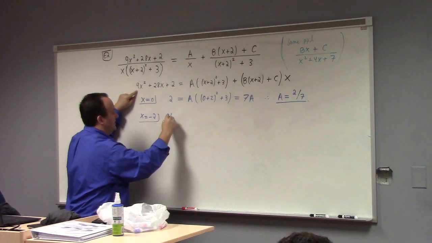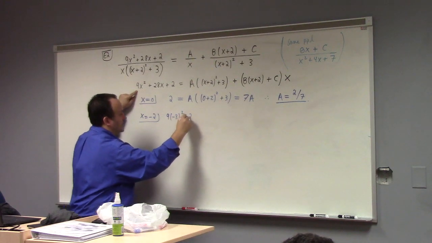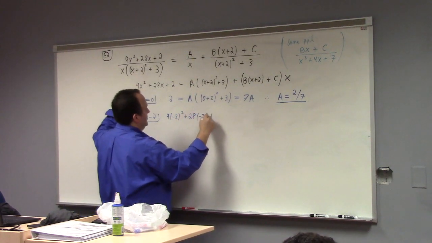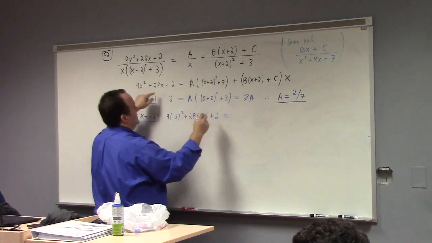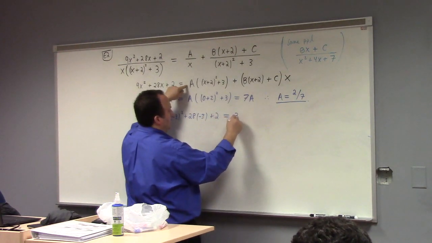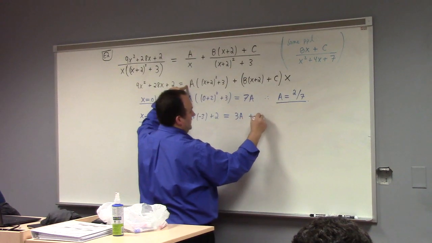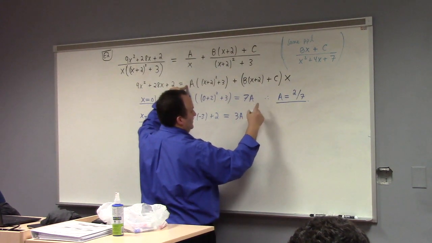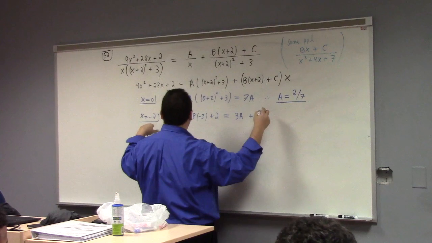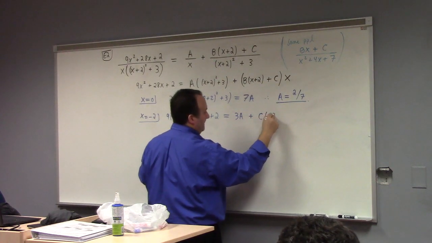I'll write it out. 9 times -3 squared plus 28 times -3 plus 2 is equal to what? 3A plus C, this just drops down to what? C times -2, right? Are we doing -2 or -3?